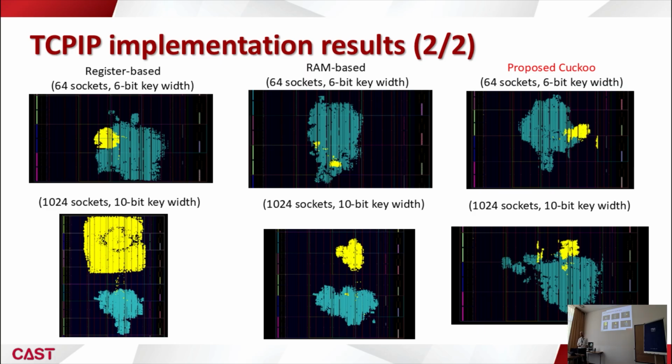And the previous numbers are clarified when looking at the floor plan after place and route of the TCP/IP core for two socket configurations. The yellow parts denote the resources occupied by the session CAM for the three architectures. The Cuckoo hash-based architecture provides greater area benefits as the number of supported sockets by the core increases.